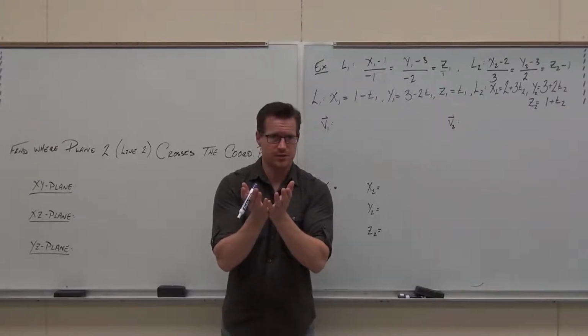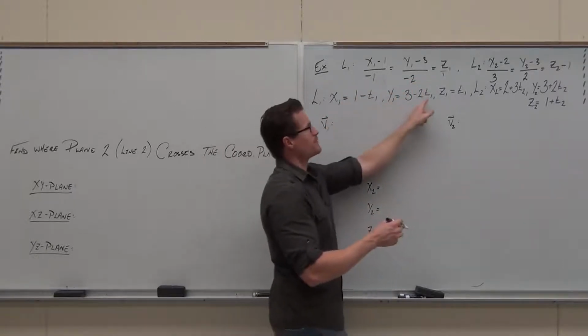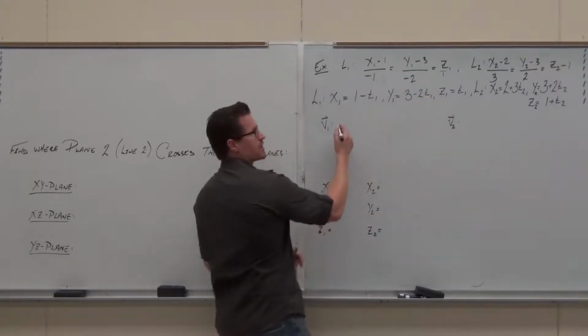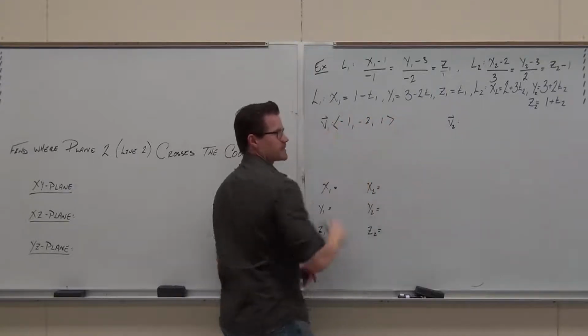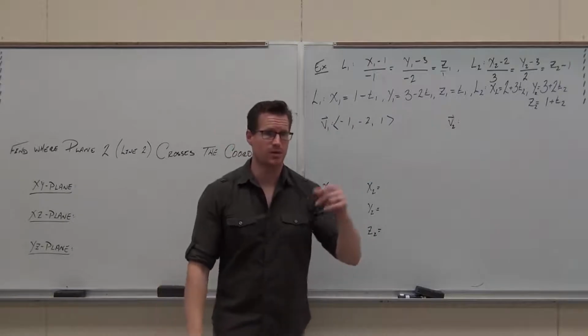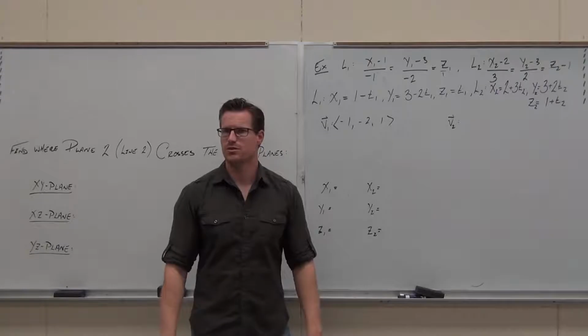So you need the vectors. Let's find the vectors. Vectors are often easiest from here. You can still find them from here. Vector for line 1, the direction vector is -1, -2, and 1. Don't forget the 1. It's not 0 because there's a z1 being equal. It's 1 in that case. Same thing right there. You guys okay with the -1, -2, 1?